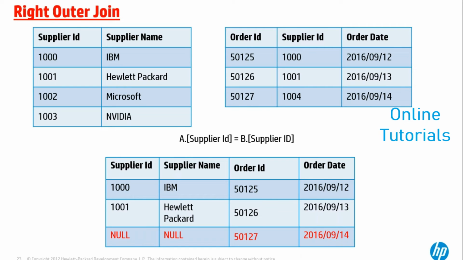I think it will display only two records, 1000 and 1001. How will it work? First, it will check the supplier ID 1001. 1001 is existing, you are getting the record. Then 1000 it checks, and it gets the record. 1004 it checks, you are not getting any record.